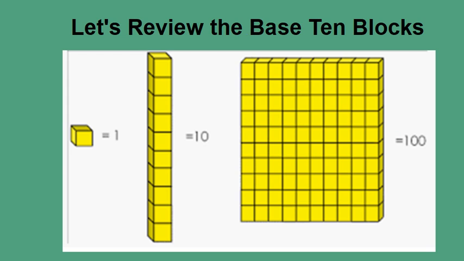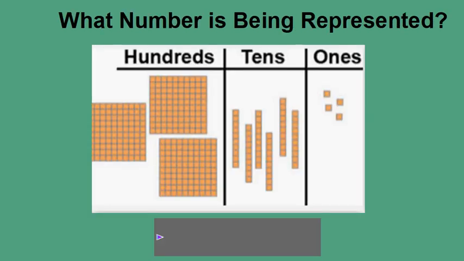Okay, so those are the base 10 blocks. You have the cube, which represents 1. You have the long, which represents 10. And you have the flat, which represents 100. Let's do a little warm up here. What number is being represented? And you'll notice that I made a little place value chart for us as well. The ones place is right here, followed by the tens, followed by the hundreds.